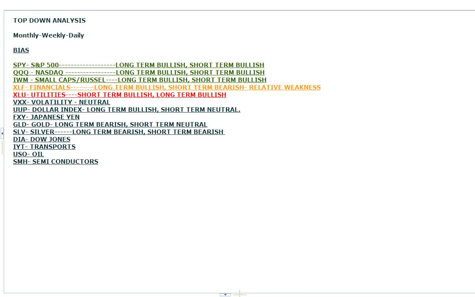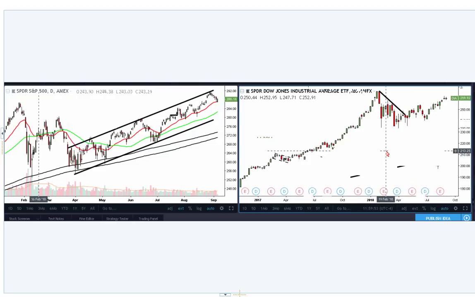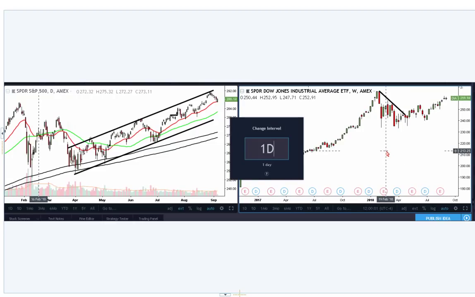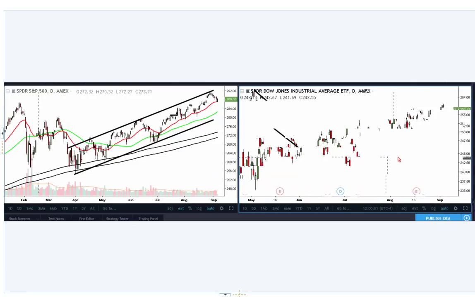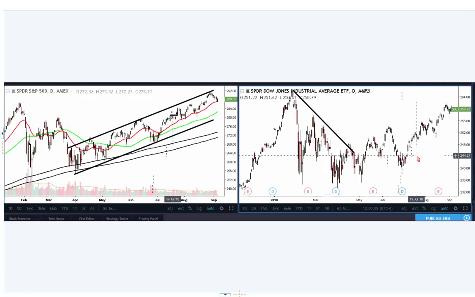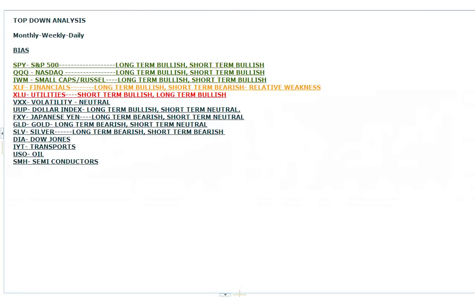All right. Now let's take a look at the Dow Jones, DIA. Dow Jones. Weaker than the spiders. Weaker than the Qs. I'm going to say neutral on this. It's long-term bullish, short-term neutral.